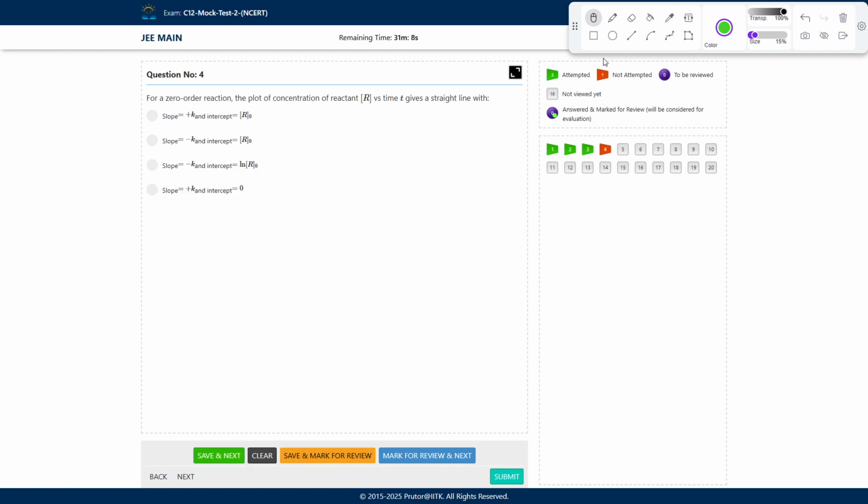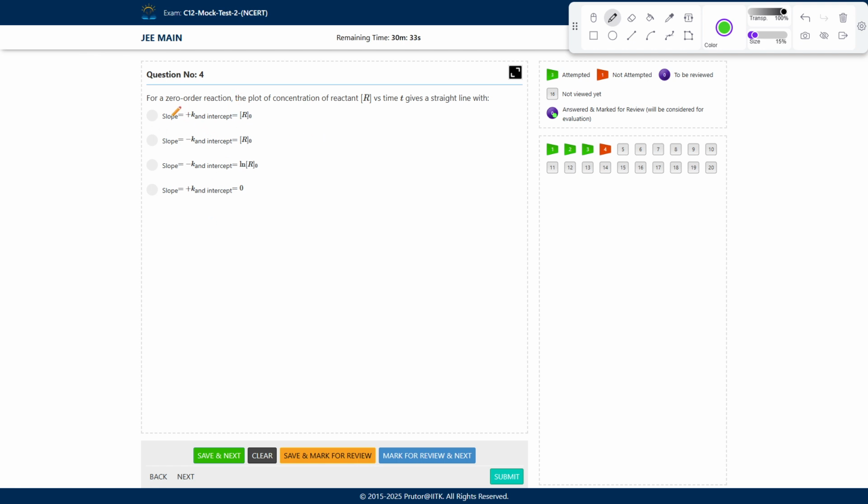Okay, now this question is that for a zero order reaction, a plot of the concentration of the reactant, that is R, versus time t, gives a straight line with... So if you draw the graph for the concentration of reactant versus time for a zero order reaction, it is going to give you a straight line. It is already given in our question. Okay, you have to tell the slope and the correct intercept. Okay, you have been given four options.